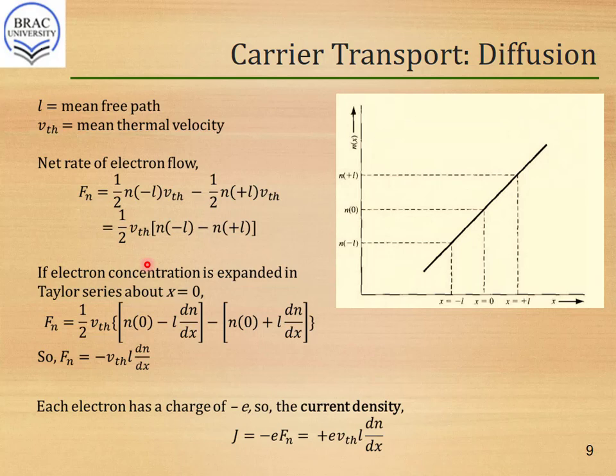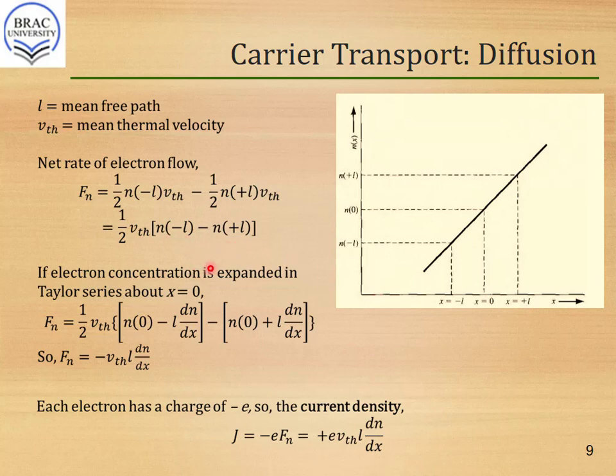So let's check if we are in the right direction. We can check it. If you consider this equation, half Vth into n of minus L minus n of plus L, we will get some idea. In our previous discussion, from common sense, we have argued that electrons will move in this direction because electron concentration is higher in this direction and lower in this direction. So we have argued that electrons will move in the negative x direction. Let's see if we are on the right path.